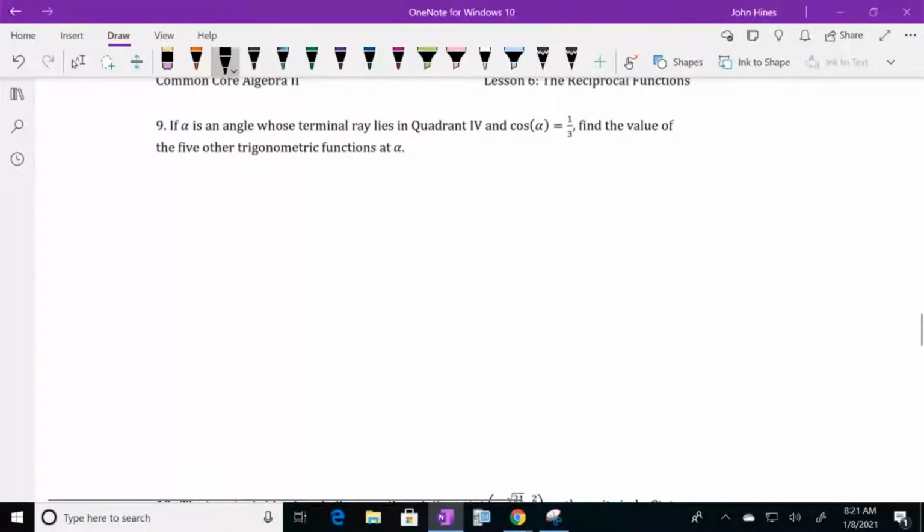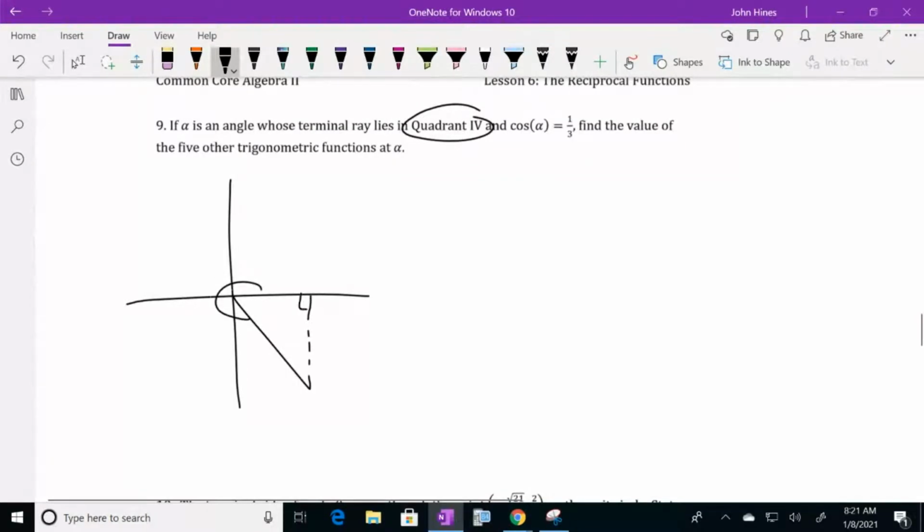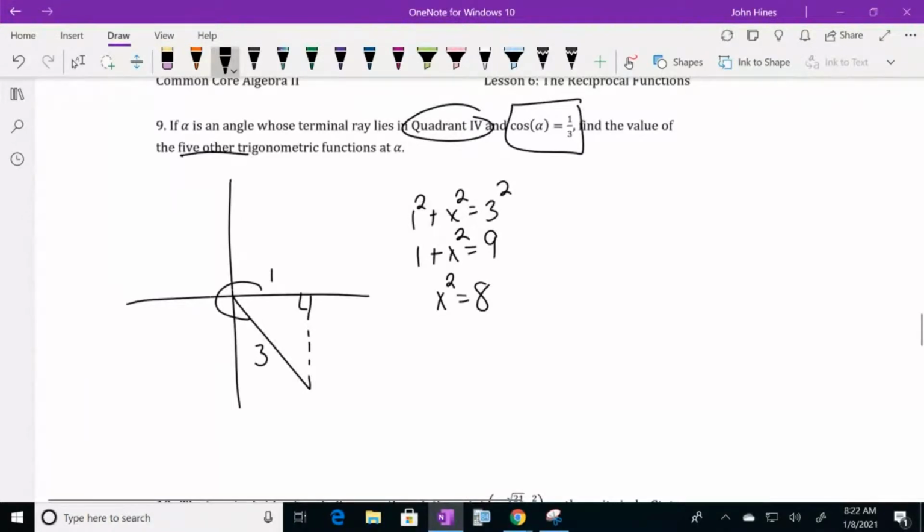So if angle alpha is a terminal ray in quadrant 4, so I live in quadrant 4, drop to the x-axis, where the cosine of alpha is 1/3, cosine adjacent over hypotenuse. Find the value of the other 5 trigonometric functions. Well, let's do some Pythagorean theorem first. Leg squared plus leg squared equals hypotenuse squared. 1 plus x squared is 9, so x squared equals 8, so that's the square root of 8.